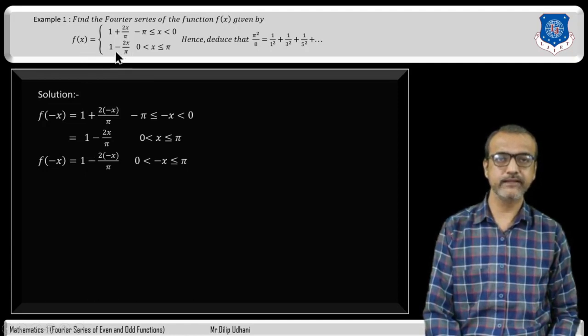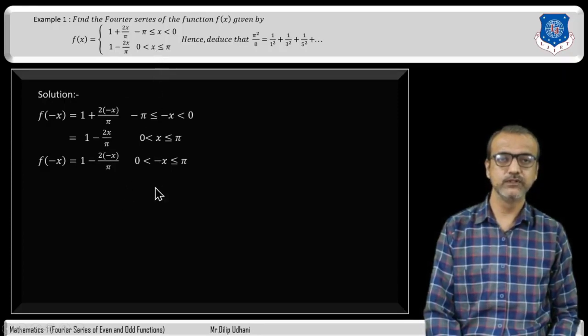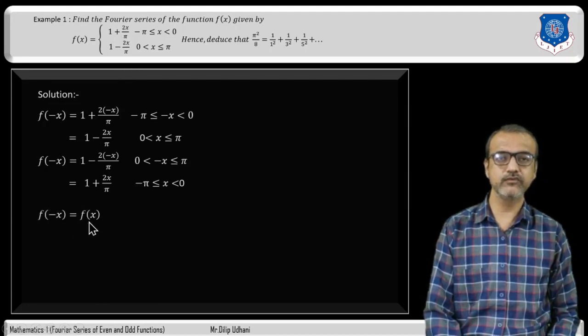Replacing x by minus x in this function, f of minus x equals 1 minus 2 replacing x by minus x, divided by pi, and again we have to replace x by minus x over here also. So it is 1 plus 2x over pi. Now multiplying this inequality by a minus sign, we have minus pi less than or equal to x less than 0. So we are getting the same function again over here, right? So here we are getting f of minus x equals f of x. So we can say that f of x is an even function.